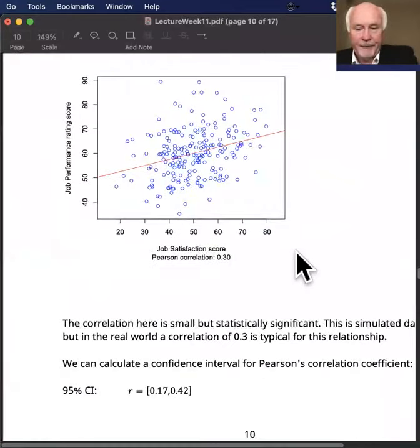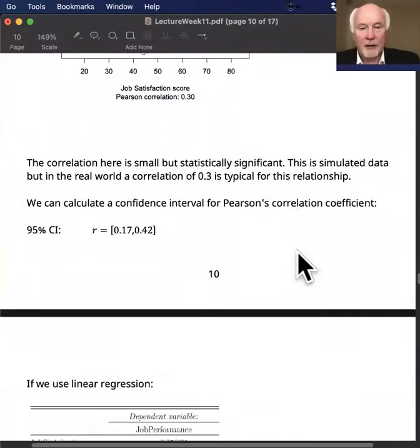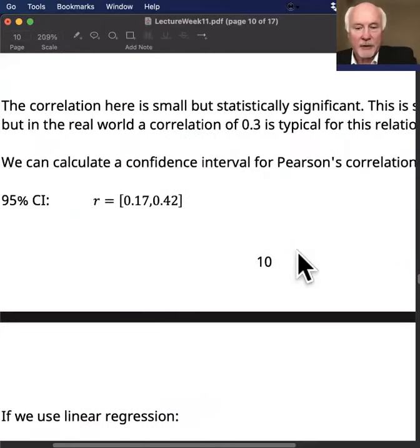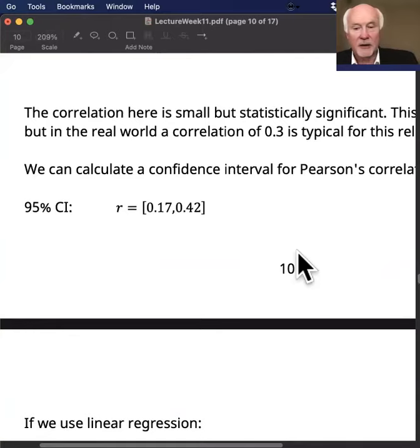Okay, now I can tell you that that correlation is statistically significant. I'm pretty sure I've mentioned before there are ways of calculating a 95% confidence interval for Pearson's correlation, and that is the 95% confidence interval for that data. So it's telling us that we're 95% confident that the correlation between job performance and job satisfaction is in the range 0.17 to 0.42. So it's somewhere in the weak to moderate correlation range, using Cohen's rule of thumb about Pearson's correlation.